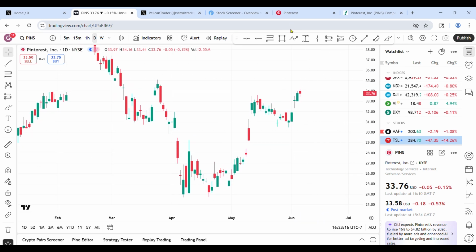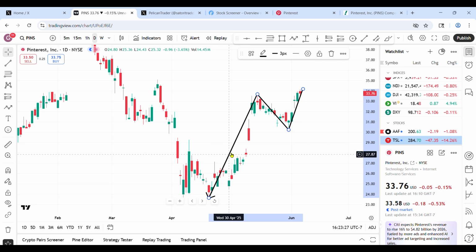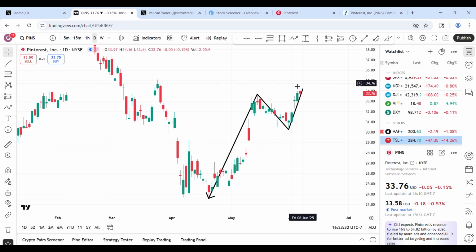The way we'll do that is we'll simply look for the two most recent highs and the two most recent lows. So from high to low, low to high, high to low, you'll notice as they're moving from left to right, the highs are moving higher. So just this week, Pinterest broke out to an uptrend. As moving from left to right, the lows are also moving higher. So we have an uptrend in Pinterest.